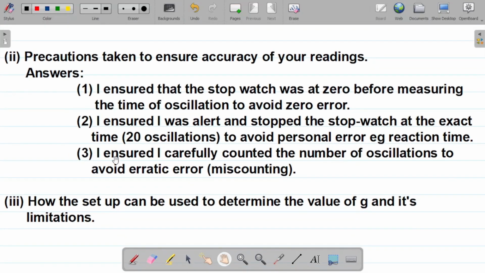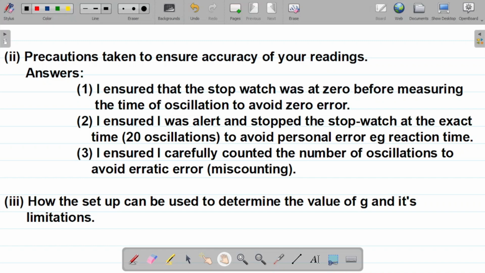So I said I avoided that. Number three, I ensured I carefully counted the number of oscillations to avoid erratic error. Some persons don't count their oscillations. They just go 1, 2, and they forget. Then they pick up from somewhere and assume it's 15, 16, 17, 18, 19, 20. If your count is not proper, you'd have an error. So I carefully counted the number of oscillations from 1, 2, 3, 4 until I got to 17, 18, 19, exactly 20. I stopped the stopwatch. So that's what I'm trying to say here.